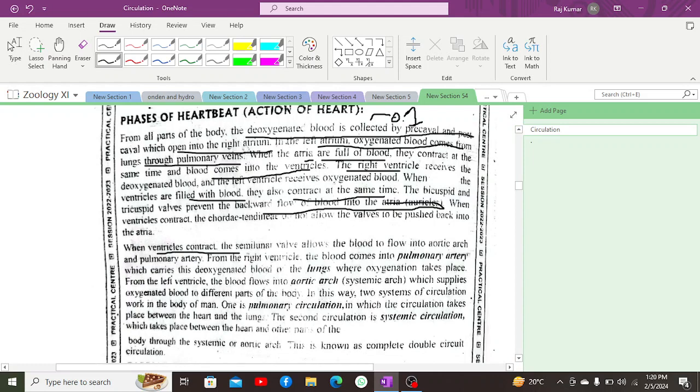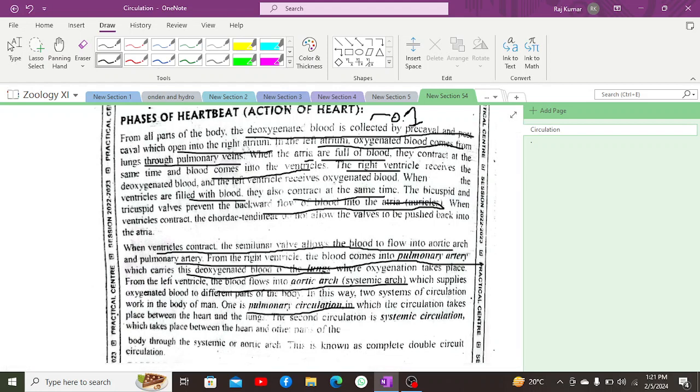And when ventricles contract, the semilunar valves allow the blood to flow into the pulmonary artery and aortic arch. From the right ventricle, the blood comes into the pulmonary artery, which carries this deoxygenated blood to the lungs, where oxygenation takes place. From the left ventricle, the blood flows into the aortic arch, the systemic arch, which supplies the oxygenated blood to different parts of the body. In this way, the two systems of circulation work in the body of man. One is pulmonary circulation, the pulmonary circuit, in which blood is transferred to the lungs and back from the lungs, and systemic circulation, in which blood is taken from the different parts of the body and then transferred to different parts of the body.